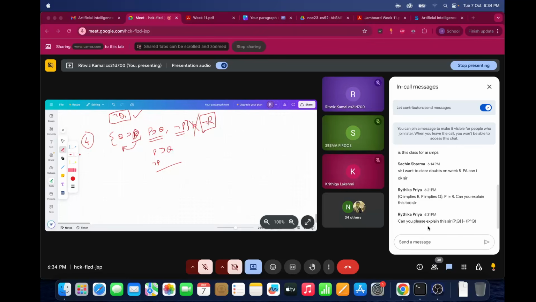Yes. So here we have said that P is true and Q is true. So P or Q will also be true, right? Because true or true is true. So this is a valid entailment. Do you agree?